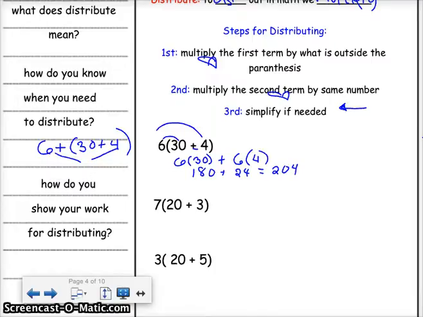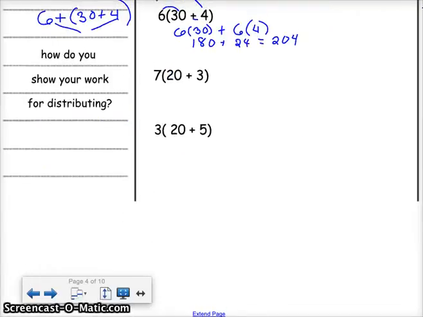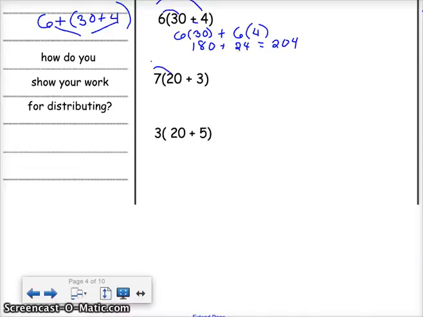Now we use the distributive property to find fast mental math, fast facts with multiplication as well. 7 parenthesis 20 plus 3. The 7 is sticking to the parenthesis, so that tells me I need to distribute. So I go ahead and do it. 7 times 20 plus, because there's a plus inside, 7 times 3. 140 plus 21, 161. Notice I'm using the order of operations within this as well.